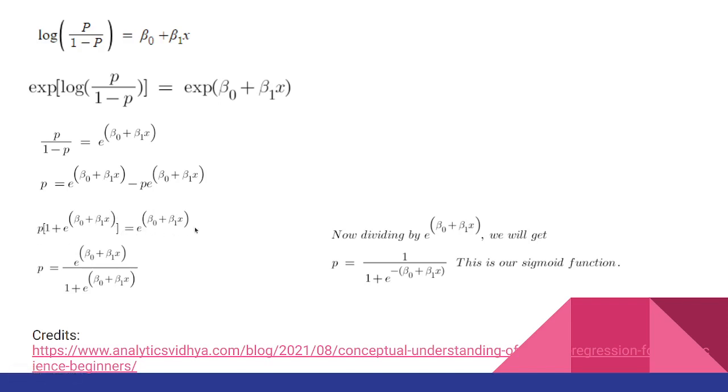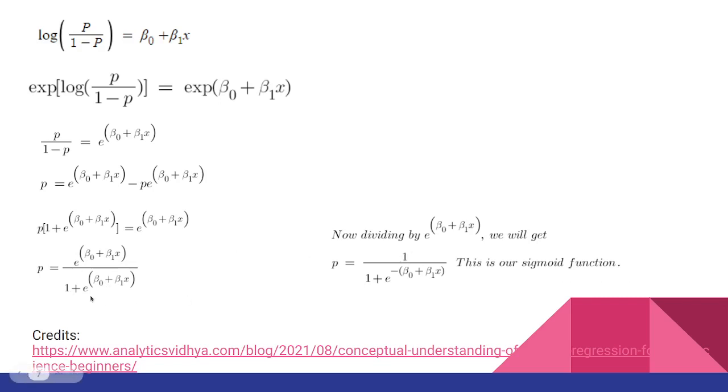Okay, so what is p then? This one is already there, and if we shift 1 plus e to the power beta 0 plus beta 1 x to the RHS by dividing, it gives the value of p. So this is the formula to get the p value. Then we divide both the numerator and the denominator by e to the power beta 0 plus beta 1 x. If we divide this by this, the value will be 1.